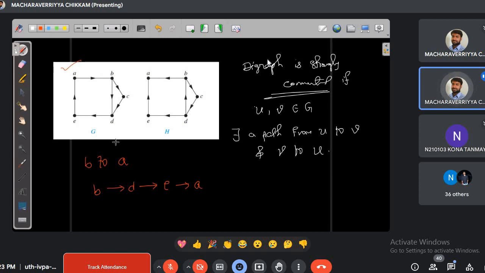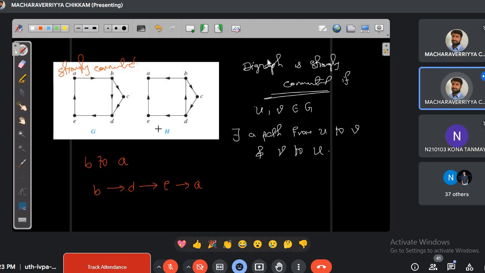We can find a path. For example, A to C, there is a direct edge, and C to A, you can go this way. So therefore we can say that this graph is strongly connected.